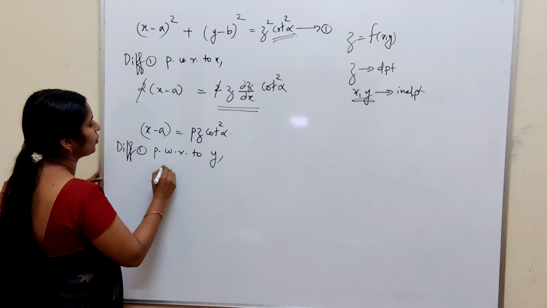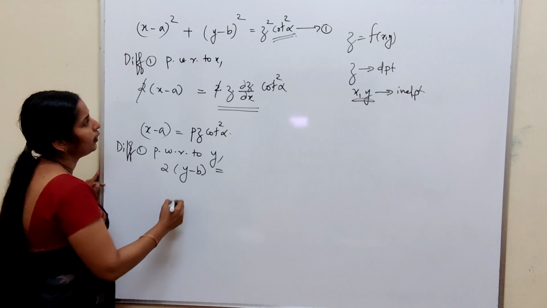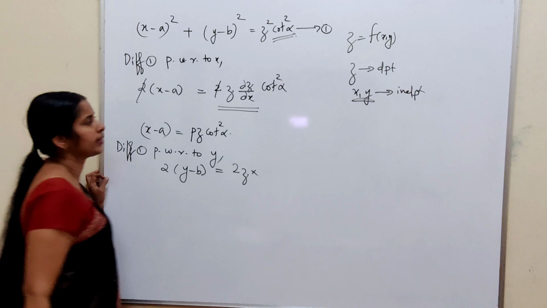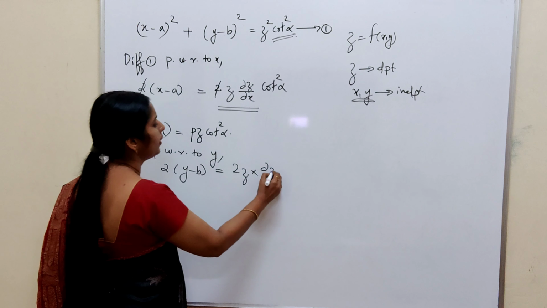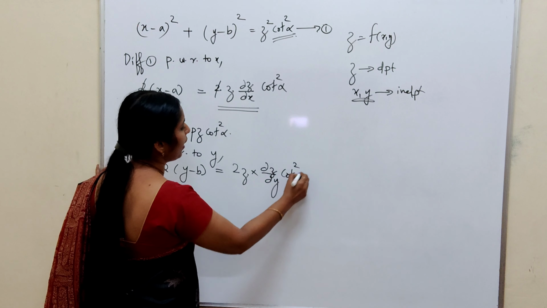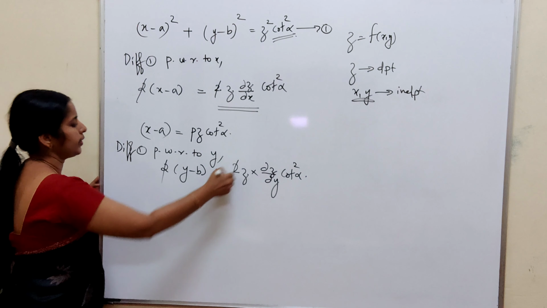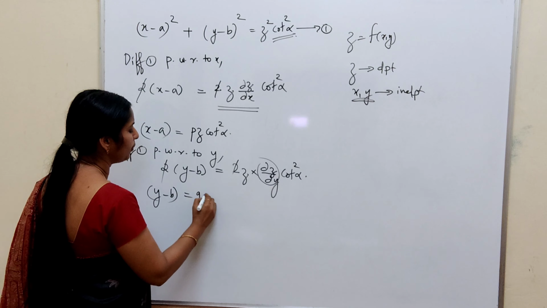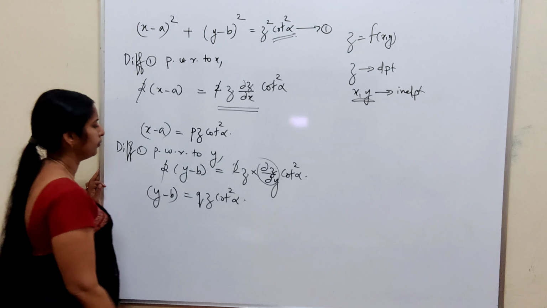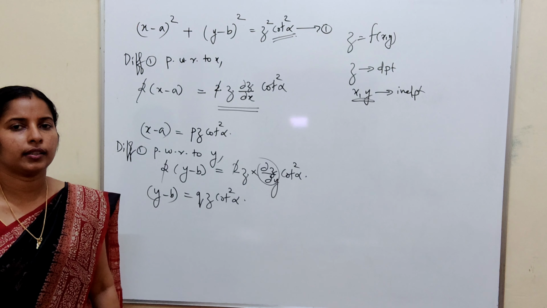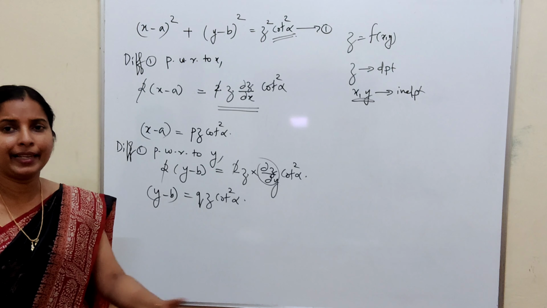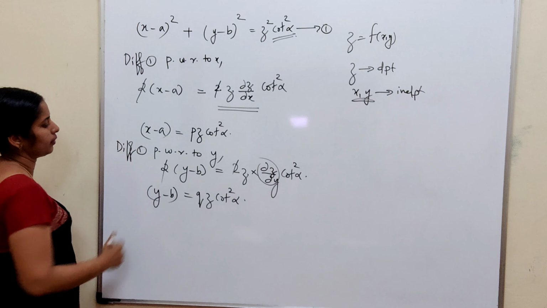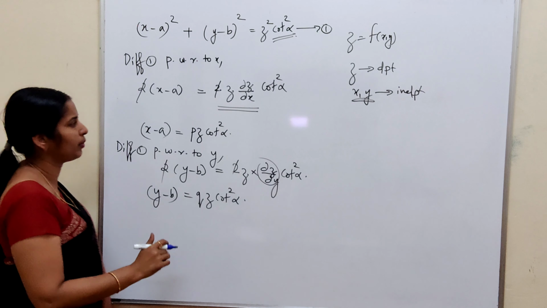Next, derivative of second term is 2 into y minus b is equal to, see, z contains y. So you have to write its derivative. It is 2z. Next, you have to multiply its derivative with respect to y. That is our dou z by dou y into cot square alpha. It's a constant. You remove 2z. That is y minus b is equal to, see, this is our q. So q into z cot square alpha. So we are trying to eliminate a and b. So now you can easily eliminate a and b by substituting x minus a and y minus b in this equation. So put x minus a and y minus b in equation number 1.